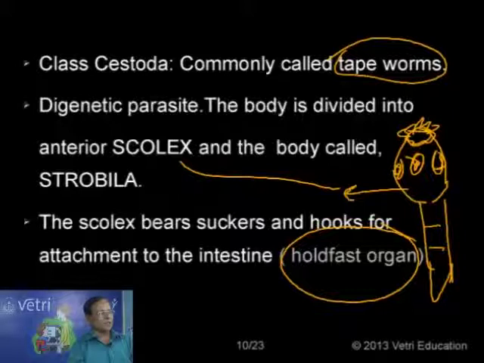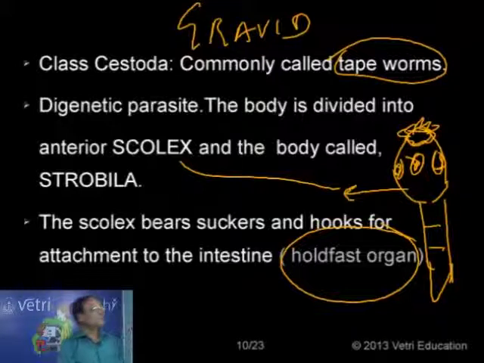We have three different types of segments: immature, mature, and gravid. Immature without any sex organs, mature having a set of both male and female sex organs. The gravid present at the posterior end actually have the fertilized eggs. They are called gravid proglottids. So once they are filled with eggs, they are detached and passed along with the feces. That phenomenon of the pinching off, or the detachment, of the gravid proglottids from the main body of the organism is called apolysis.